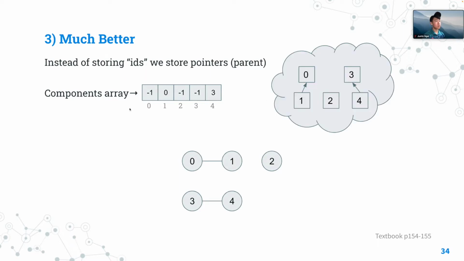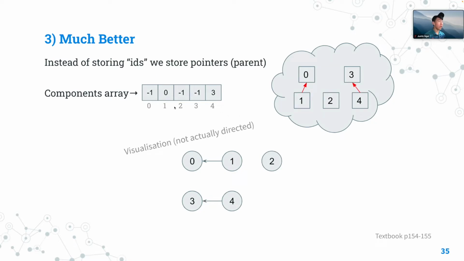So let's consider this example here. It's the same example. 0, 1 is connected, 3 and 4 is connected, 2 is by itself. And instead of just giving them an ID to store, we think of them as pointing to some form of parent. So let me just arbitrarily say that 0 is 1's parent and 3 is 4's parent. We can also flip them around and have 1 be on the top and 4 be on the top. It doesn't really matter for the sake of this example.